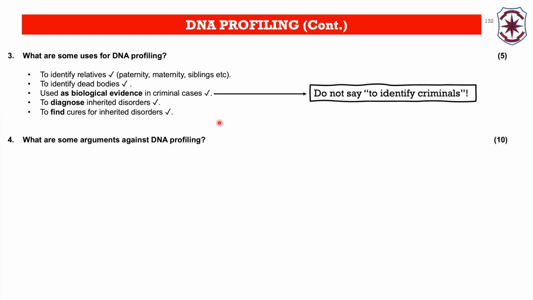DNA profiling is very, very, very reliable, and it has been used as biological evidence in a criminal case, or it has been used to determine whether somebody is somebody else's father for a while now. It is very reliable. However, it is not 100% foolproof. It might be 99.9% reliable or trustworthy. However, there are certain things that compromise the reliability or the trustworthiness of DNA profiling.